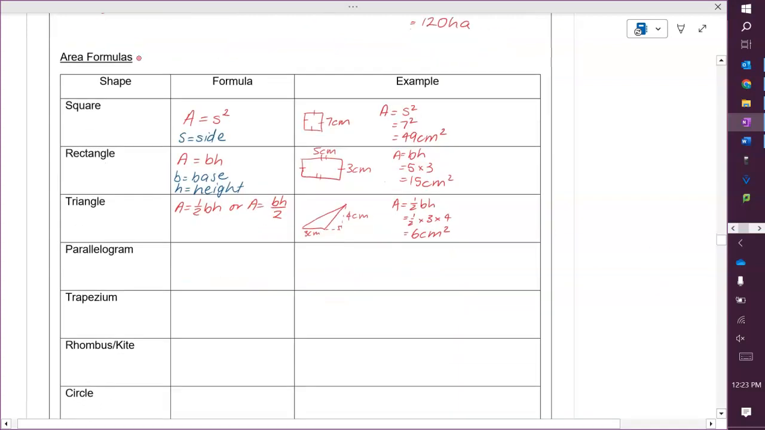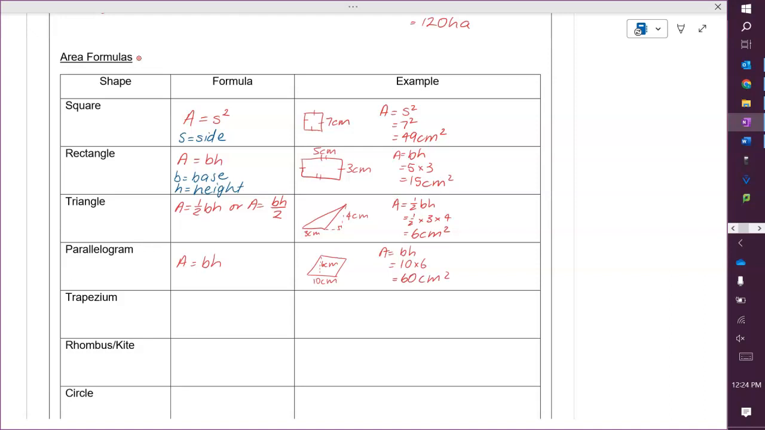A parallelogram is simply a rectangle pushed on its side, so it has the same formula. Area is base times height. So if we think of a slanted rectangle, and we've got a perpendicular height, we always need that perpendicular height. That's 6 centimetres and the base is 10 centimetres. Our area is base times height, which is 10 times 6, giving us 60 centimetres squared.